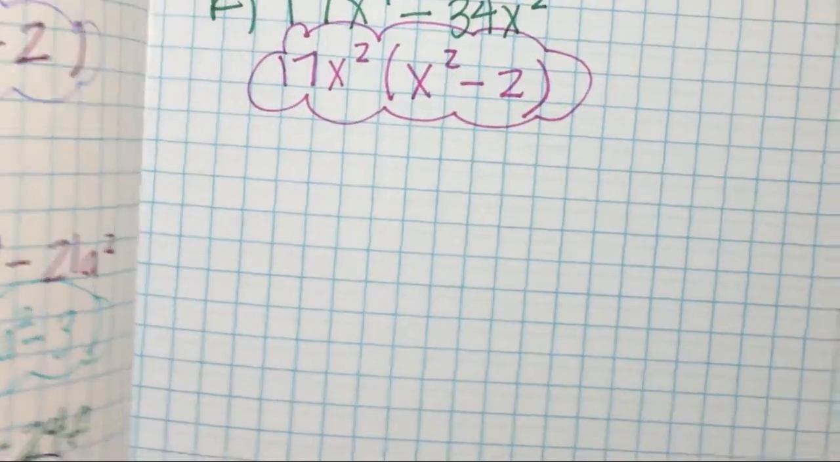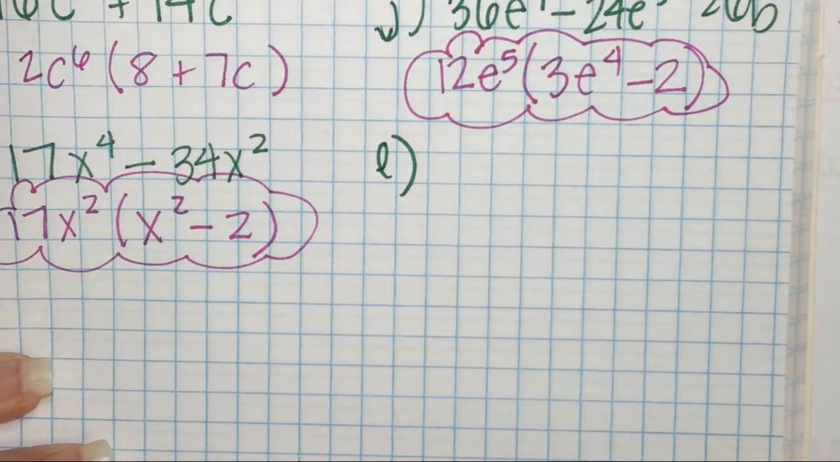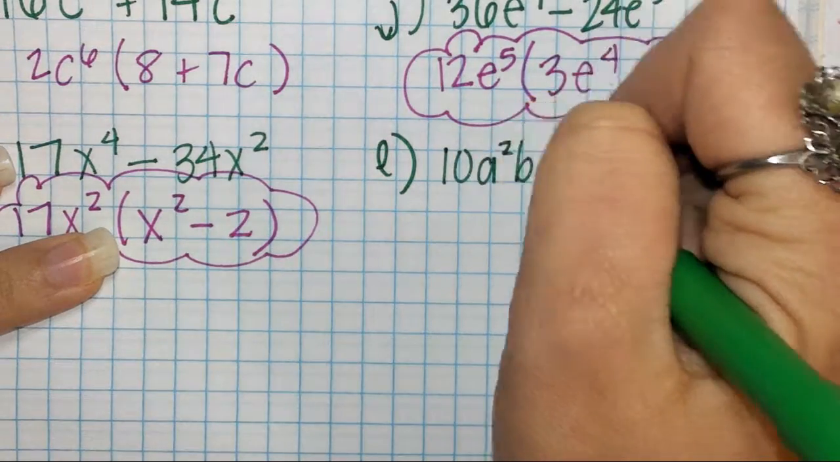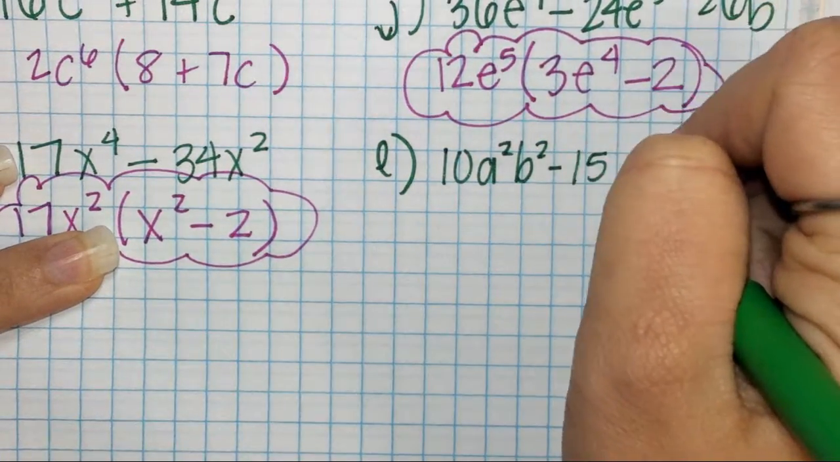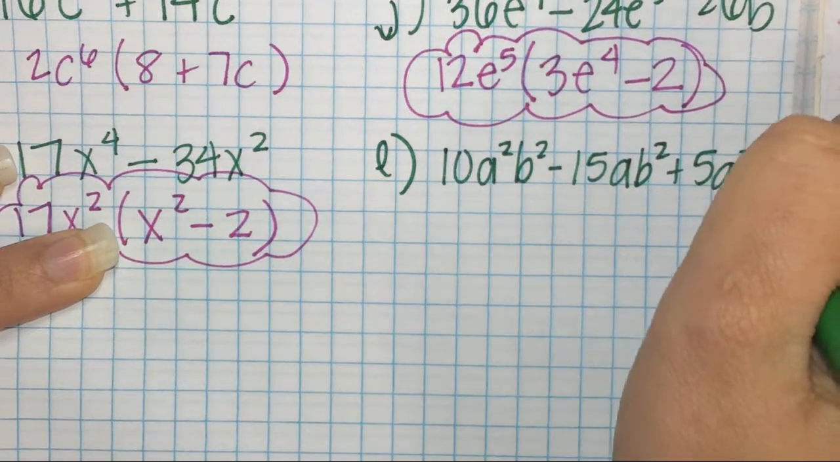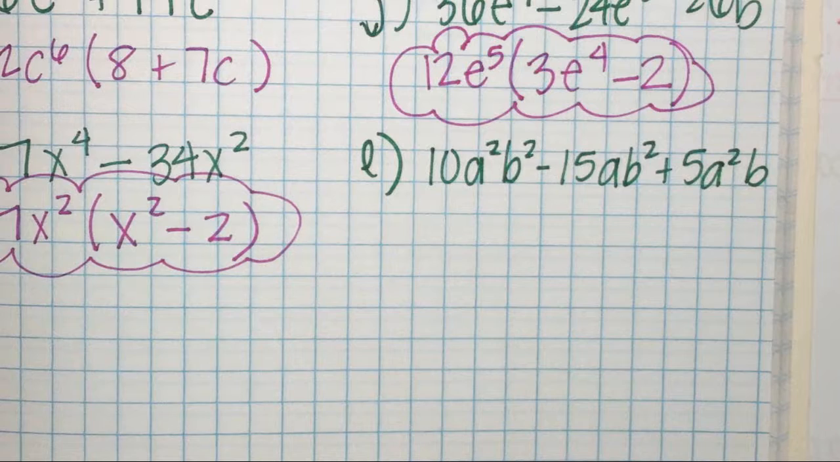So we're going to call this problem L. Alright. So we're going to call this 10 a squared b squared minus 15 a b squared plus 5 a squared b. Now, you still do the same thing, except you have to divide into all 3 terms. So what's the biggest number that goes into all 3 of those?